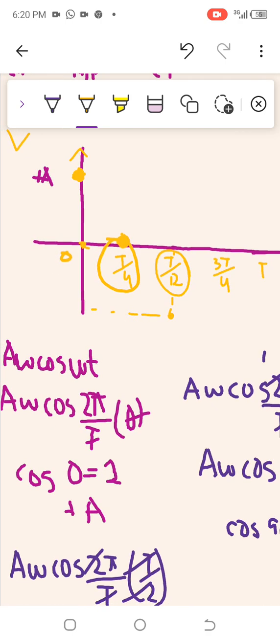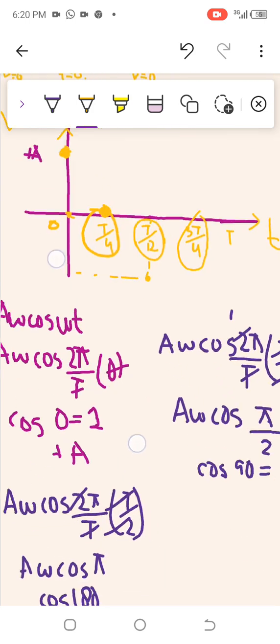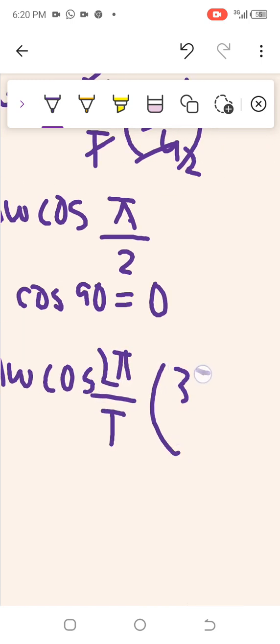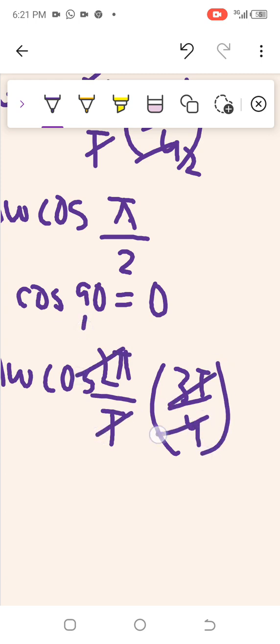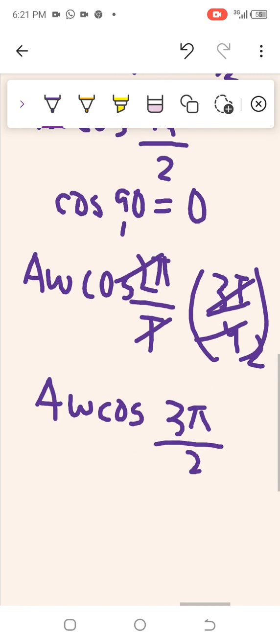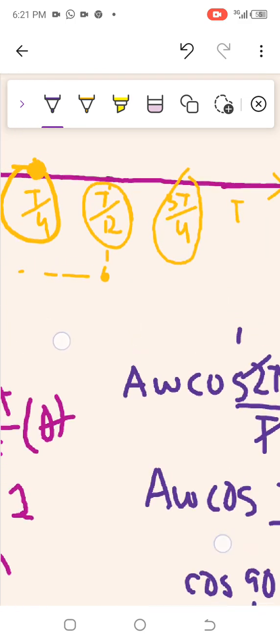After that, we have 3T by 4. It will not stop at the mean position, it will continue. Now let's put 3T by 4. A omega cos 3 pi by 2. Now 3 pi by 2 is 270 degrees, and cos 270 will be equal to 0. So here it will be 0.